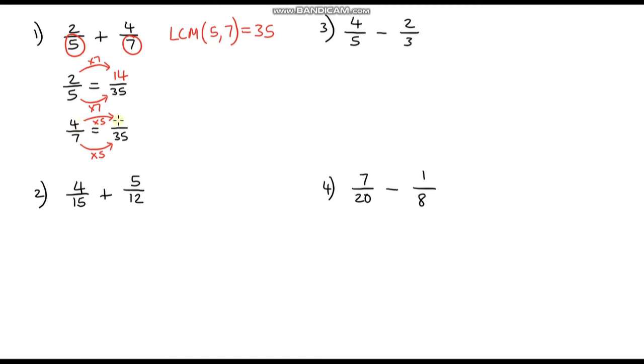4 times 5 gives us 20. So now we can just add these two fractions together. And 14 plus 20 is 34. So our answer is 34 out of 35.